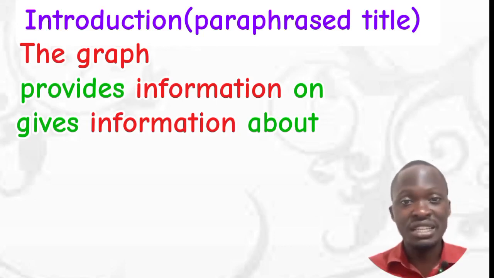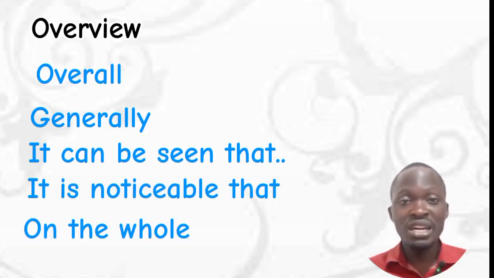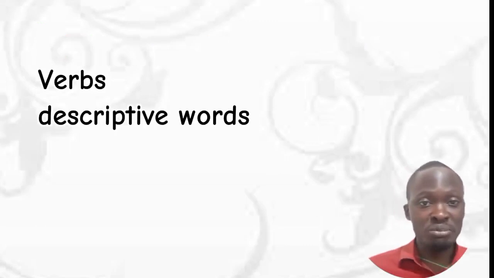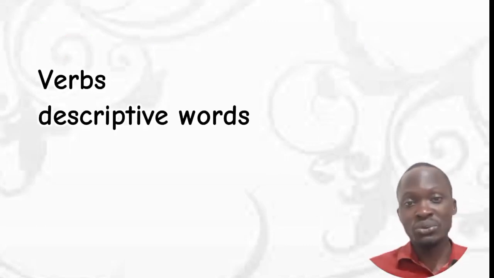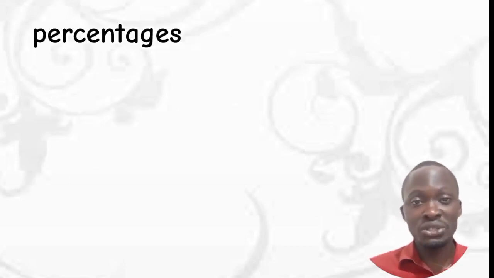Provides on, gives about. And then secondly, when we move on to the overview, most people love to say the word overall, but you could say generally, it can be seen that, it is noticeable that, on the whole. Now let's move on to how you can describe trends. So let's get started. There are verbs and also descriptive words, and then later on we shall talk about figures, and then later on percentages, fractions, proportions.